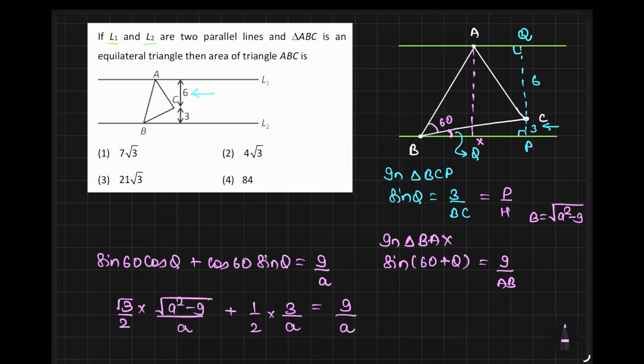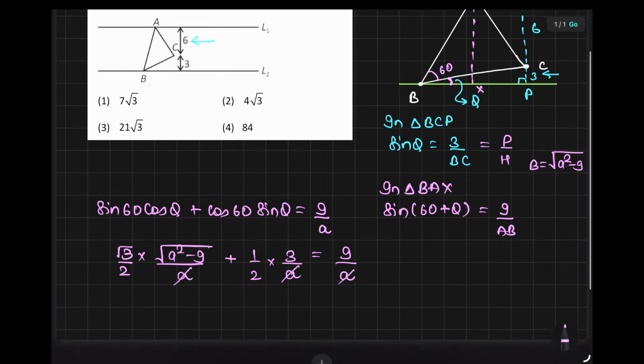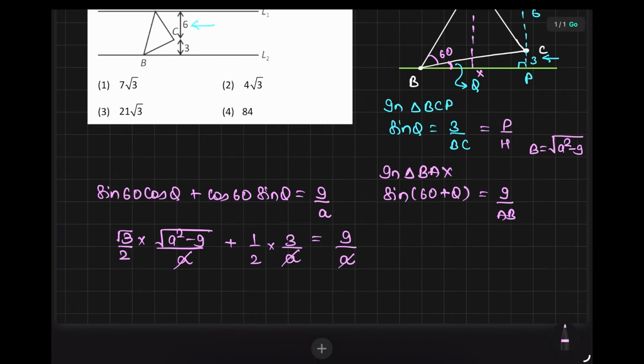Okay, so it is 9 by A. Now we will take A common, we will multiply both sides by 2A. So this thing will be eliminated, and then we'll multiply both sides by 2. So it will become root 3 into root of A square minus 9, plus 3, equals 18. So this 3 will go that side, so it will become 15. So root 3 and root A square minus 9 equals 15.